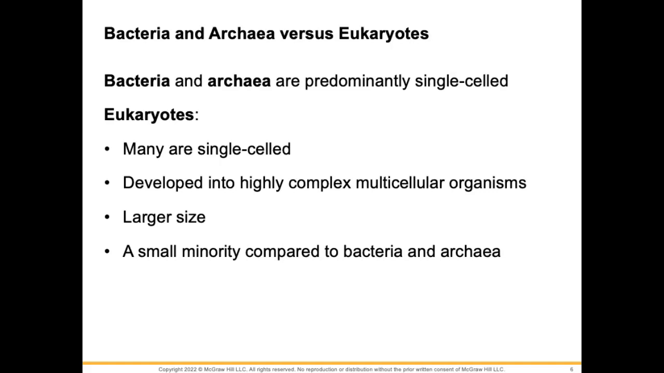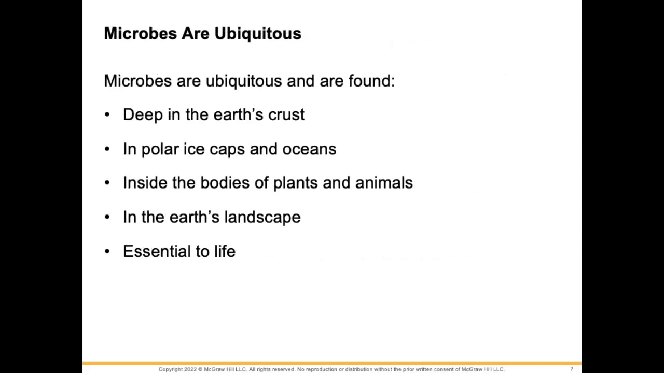The eukaryotic cells are larger in size than prokaryotes, and eukaryotic cells are a small minority compared to bacteria and archaea when you're talking about counting up all of the cells. There are way more bacteria and archaea than there are eukaryotic cells. When you think about how many cells we have, that's just kind of incredible.